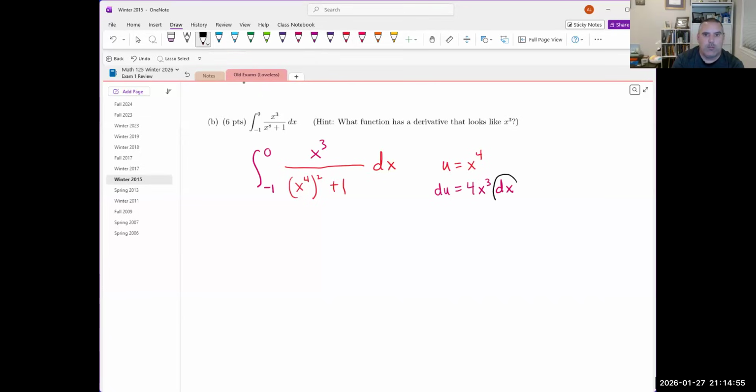And we'll do all our little bits of replacing. This is sort of interesting, so let's change the bounds. Negative 1 becomes negative 1 to the fourth, which is 1. 0 becomes 0 to the fourth, which is 0. And this happens sometimes. We can leave it like that, or we can flop it and change the sign. Okay, let's see what else changes. u squared plus 1.